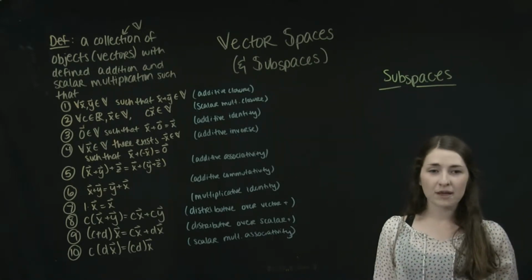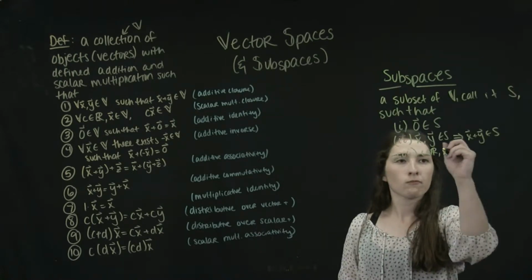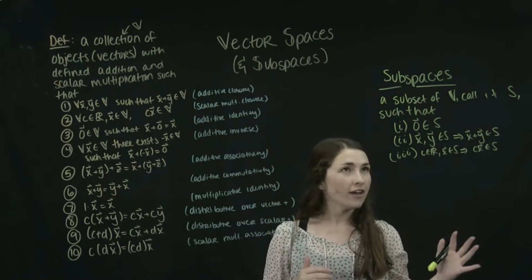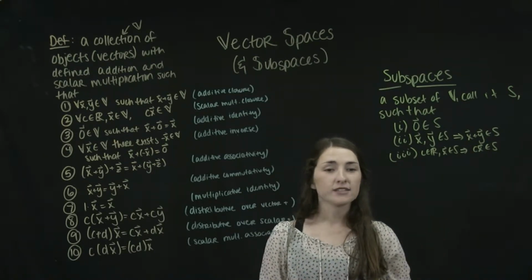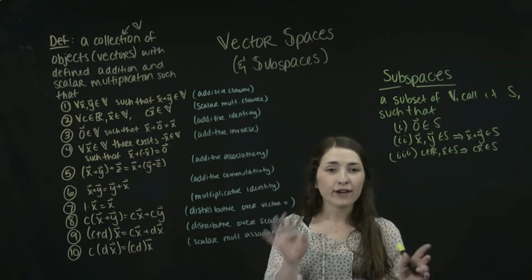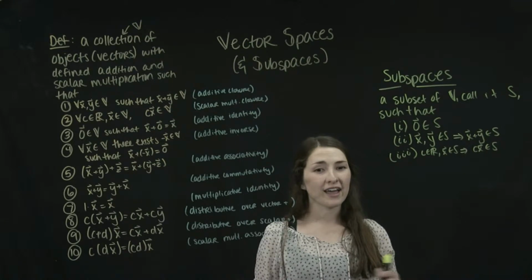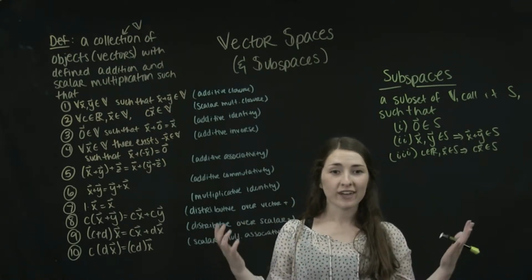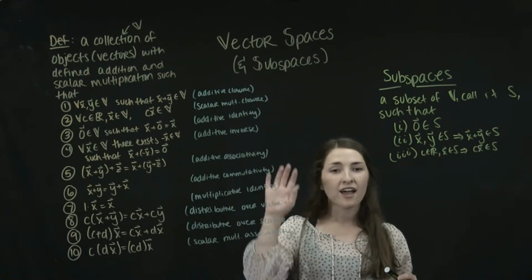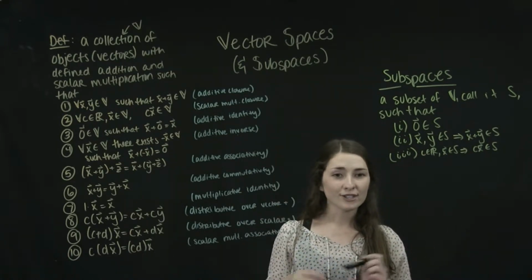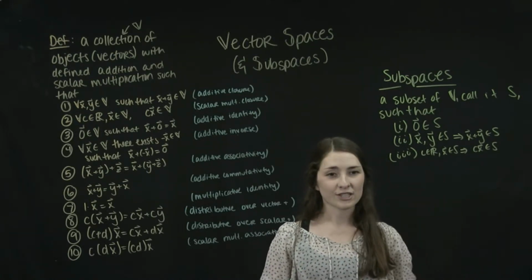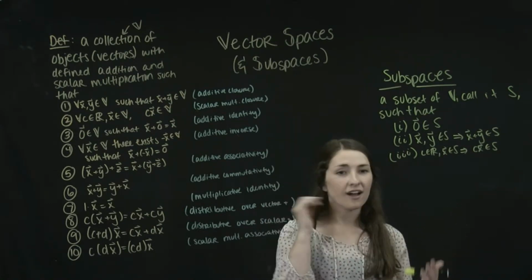So for our subspaces, the definition is that we have a subset of our vector space, and we're going to call it S, and it has these properties such that the zero vector is in this subset. If we take any two elements in this subset and add them together, that's also going to be in our subset. So it is closed under addition. And lastly, if we take a scalar and multiply it by any vector within the subspace, that is also in our subspace. So that's what we make our subspace out of.